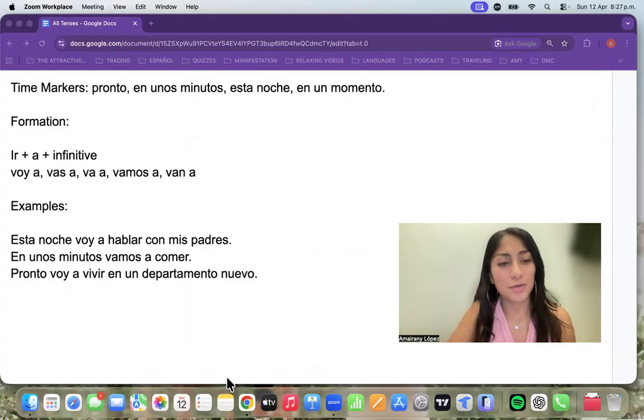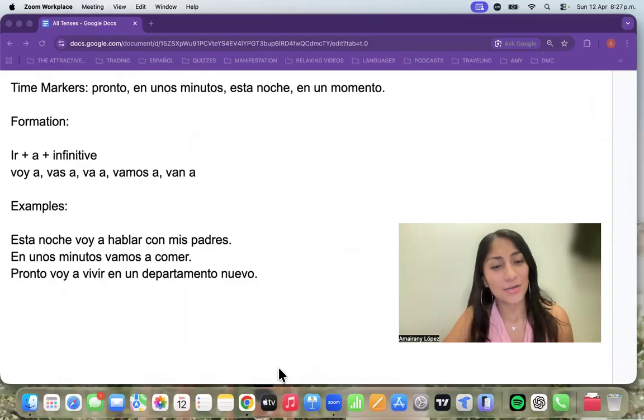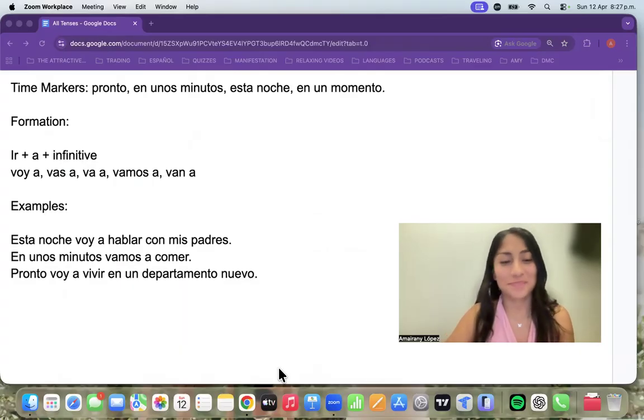So, some examples that we have. Esta noche voy a hablar con mis padres. Tonight I'm going to talk to my parents. En unos minutos vamos a comer. We're going to eat in a couple of minutes. Pronto voy a vivir en un departamento nuevo. Soon I'm going to live in a new apartment. So here I'm using voy a, but then I also have vamos a, okay?